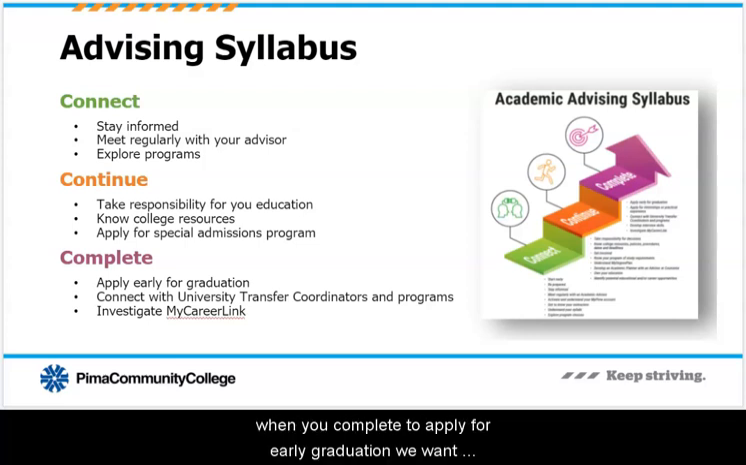And you complete. To apply for graduation, we want to make sure that you apply, because you always have to apply for graduation. If not, then you won't graduate. So that's really important. Connect with university transfer coordinators if that's your desire. We want to make sure that we can look for programs that might be well suited for your interests and your overall goals, and investigate My Career Link.